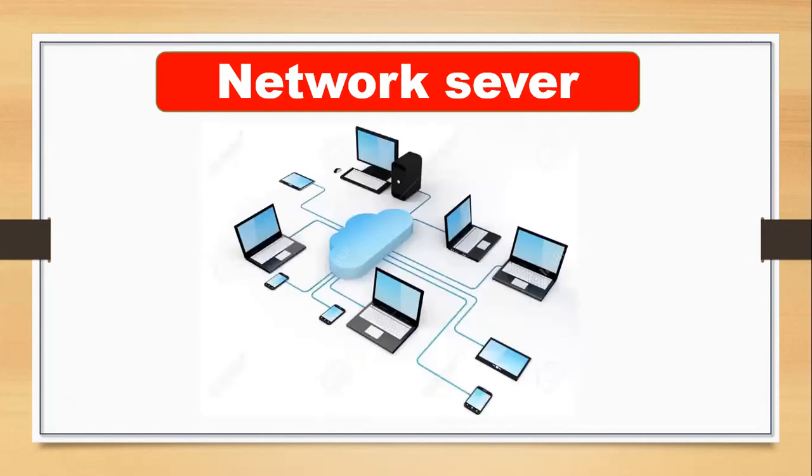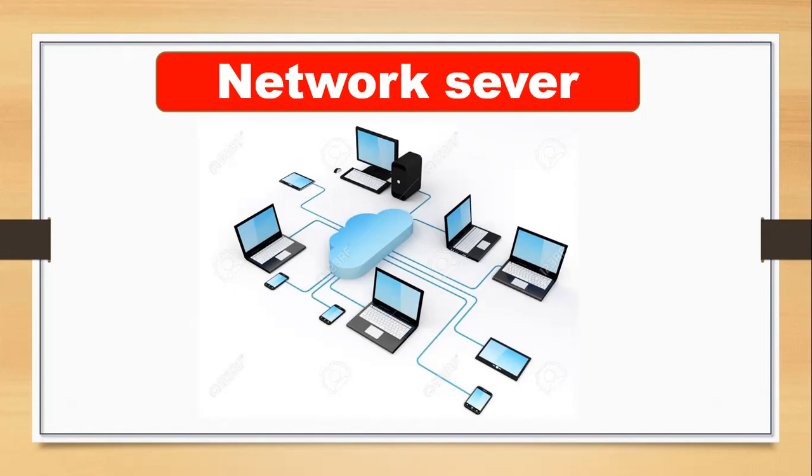So here is a network server. We learned that there are two types of networks, LAN and WAN. The LAN network is a local area network that connects devices in a building, like your home network. There is a router that connects with all devices, and the hospital network, school network, and different offices' networks are local area networks that you use for sending and receiving files.